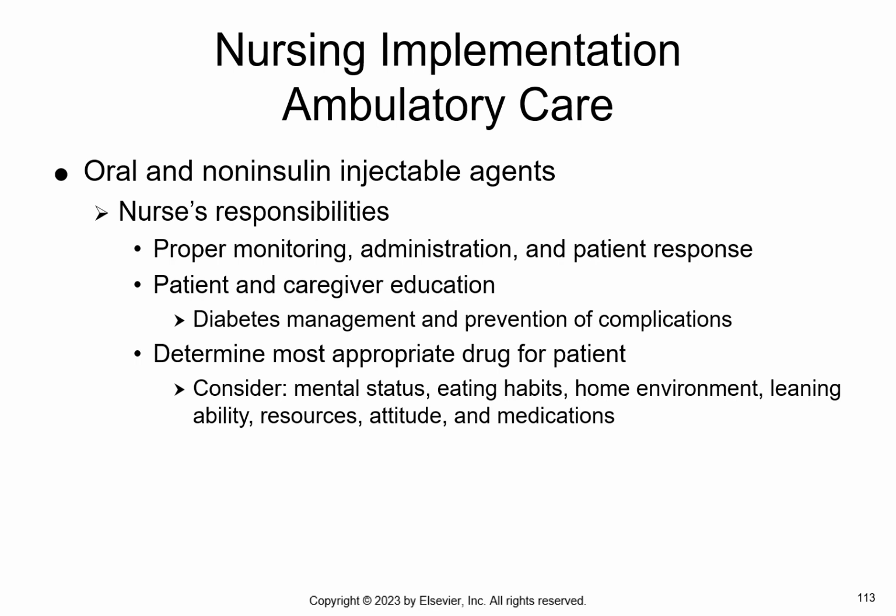The assessment is valuable in determining the most appropriate drug for the patient. Factors such as the patient's mental status. We look at what is the mental status of the patient, what are the eating habits, what is their home environment like, what is their learning ability, their resources, and then most of all, what is their attitude toward diabetes mellitus, and the medication history. All of this plays a significant role in determining the most appropriate drug for the patient.